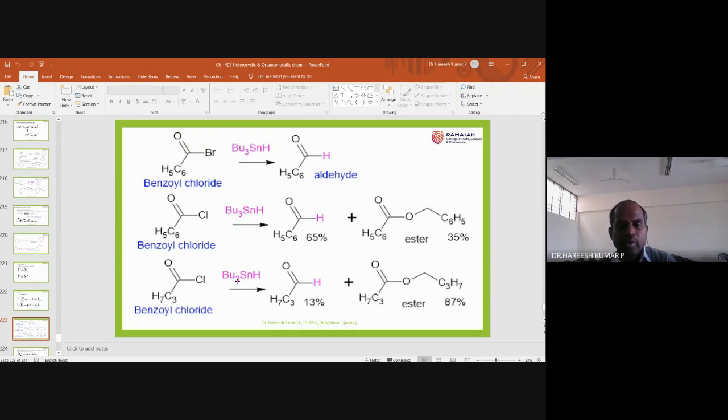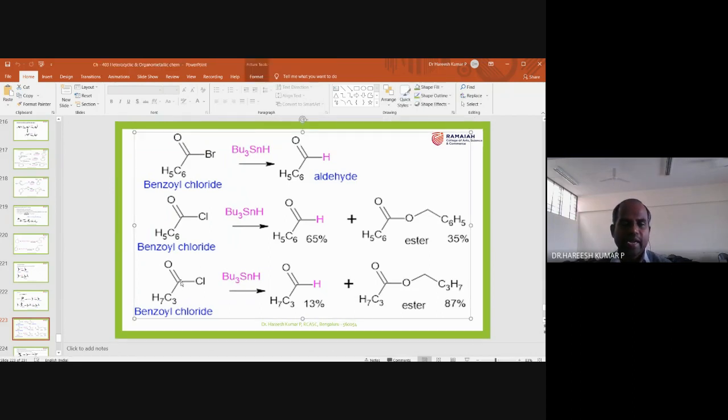So there will be a homolytic cleavage forming a radical. That radical reacts with the hydrogen radical, forming an aldehyde of 13%. The formation of aldehyde in alkanoyl.